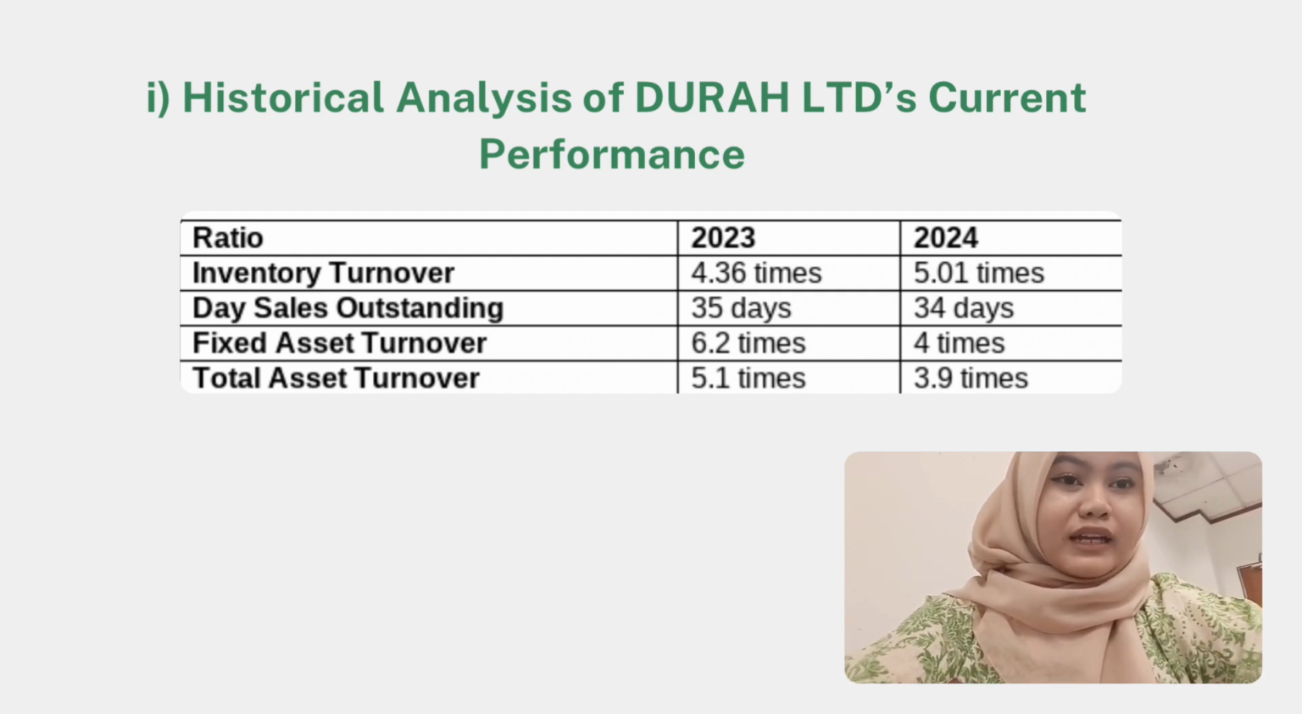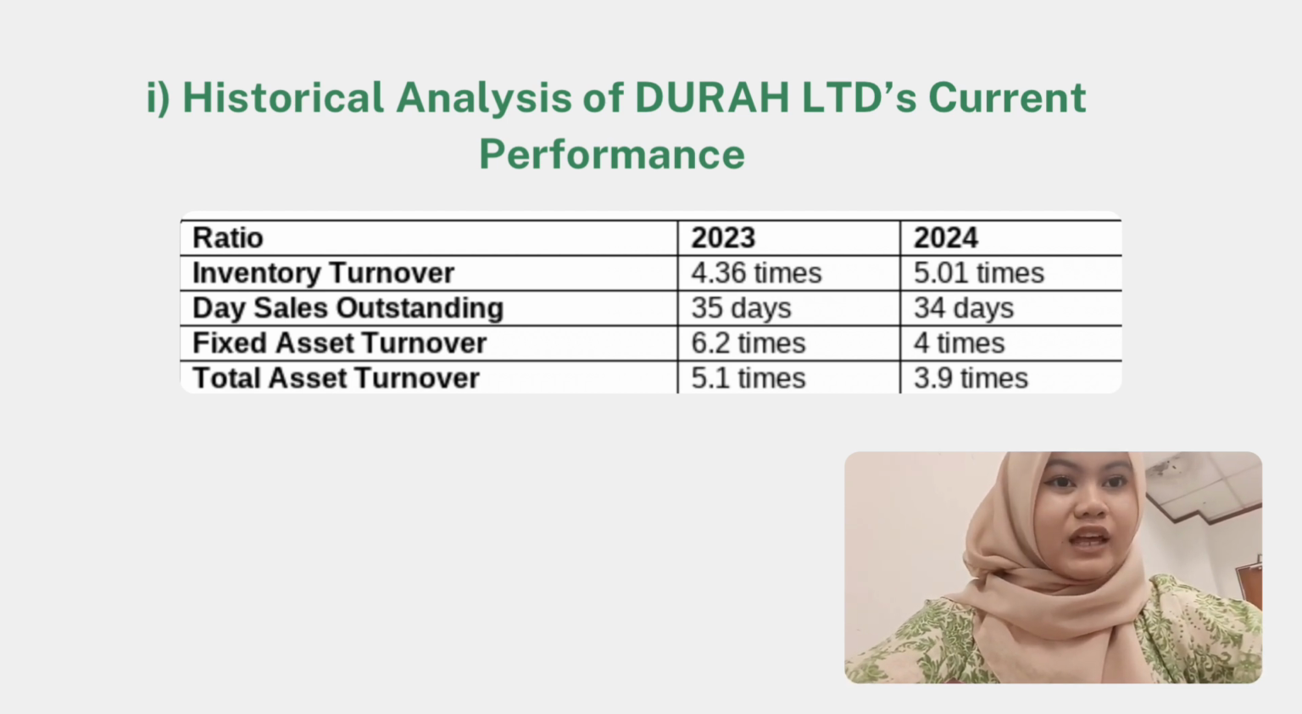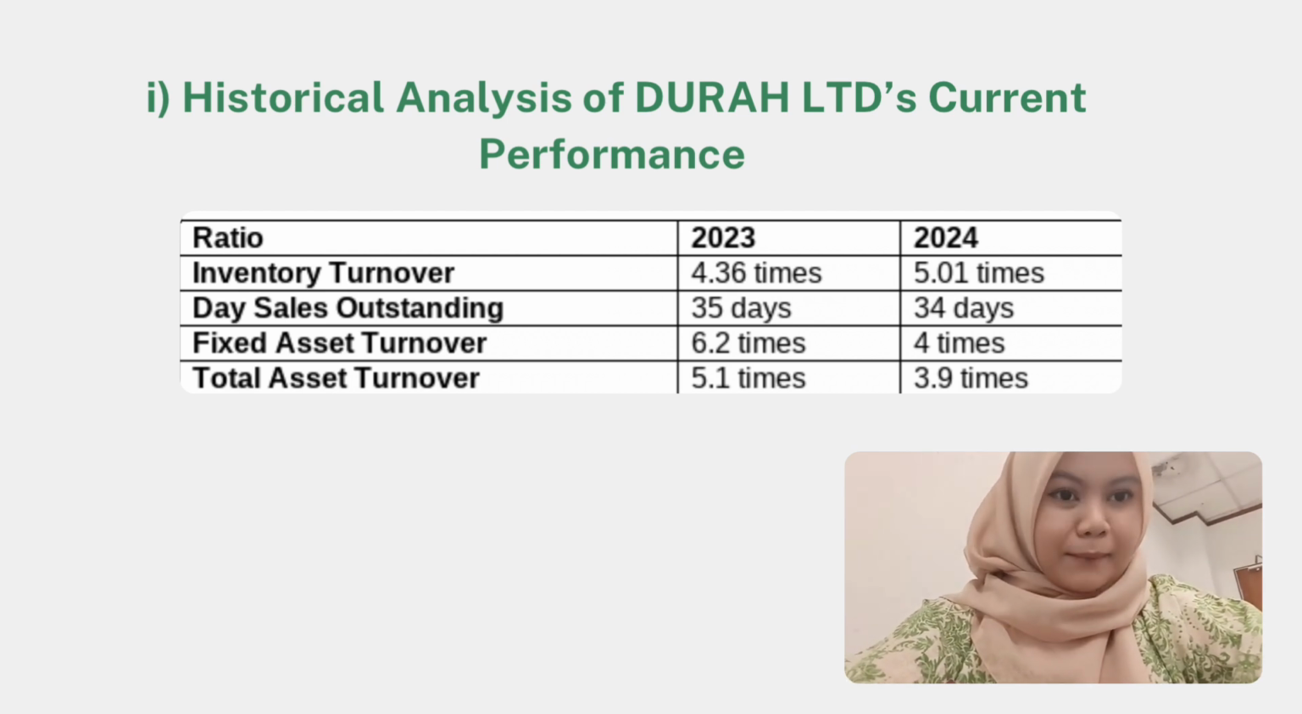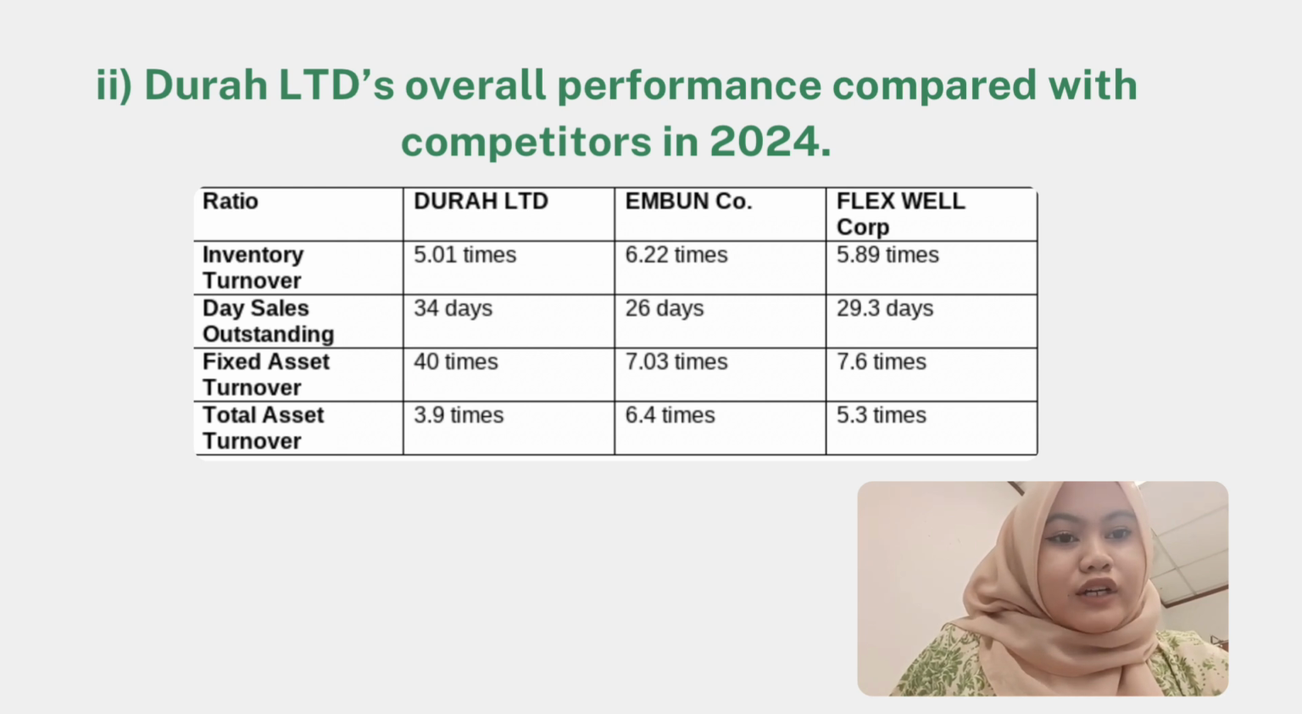Overall, although there were minor improvements in working capital efficiency, the company's ability to manage and utilize its assets effectively declined in 2024 compared to the previous year, 2023. So the company should review how they are using their assets and make sure that any new spending helps increase their sales. Next, I will explain question number 2, which is Dura Ltd's overall performance compared with competitors in 2024.